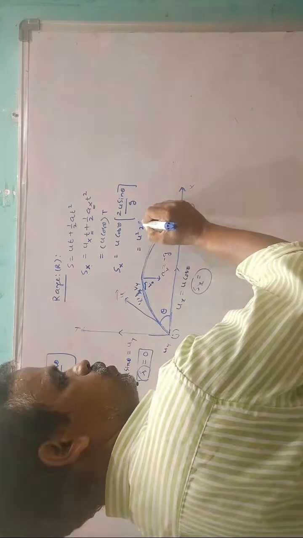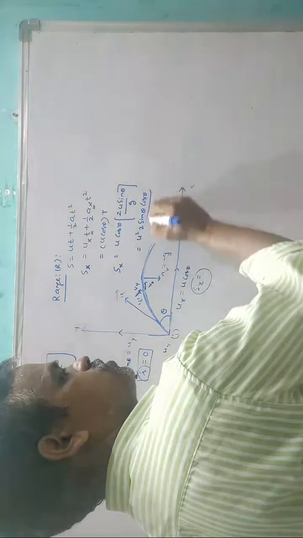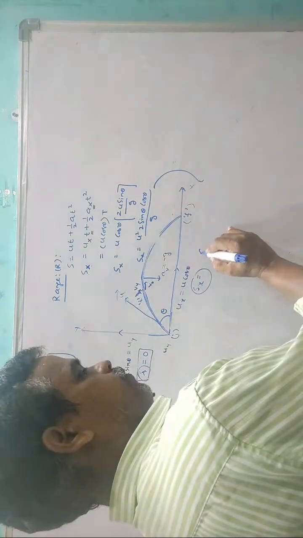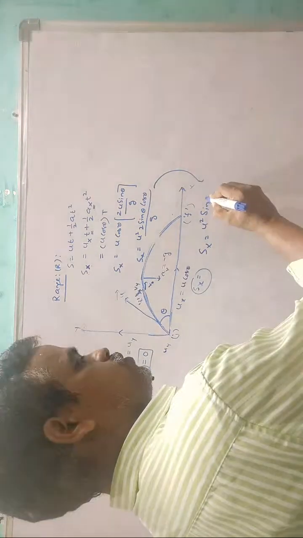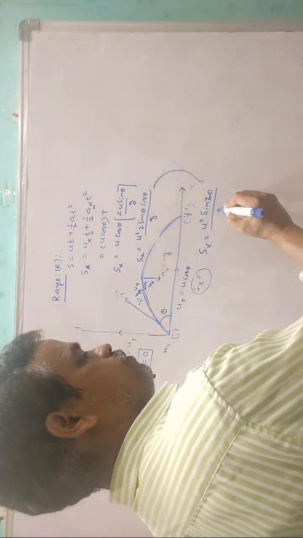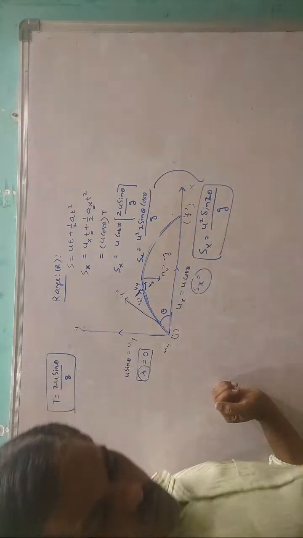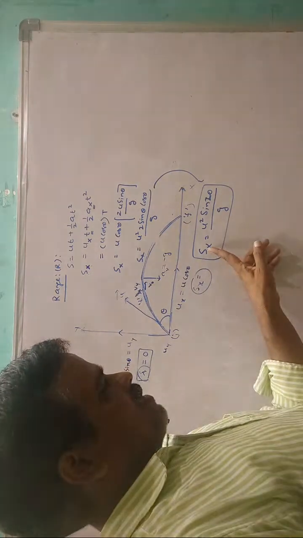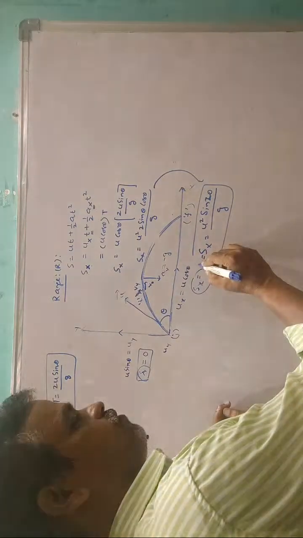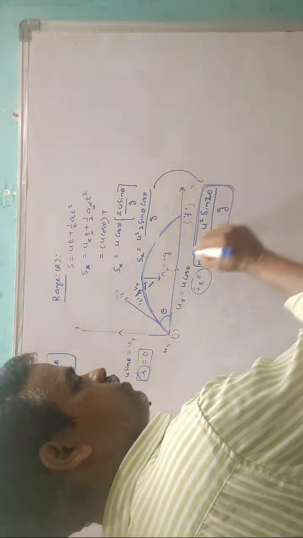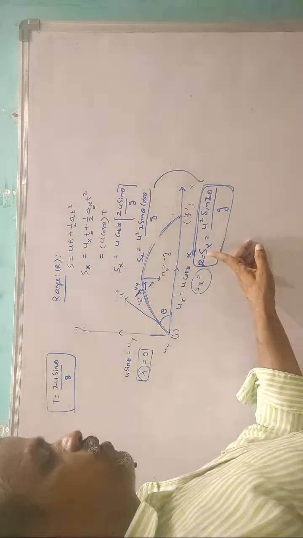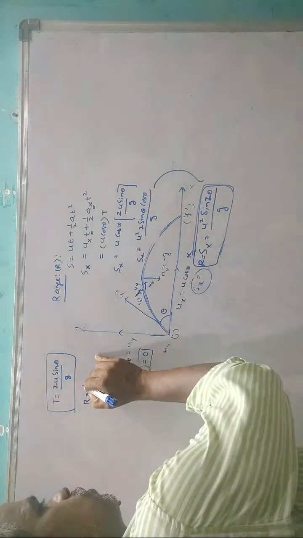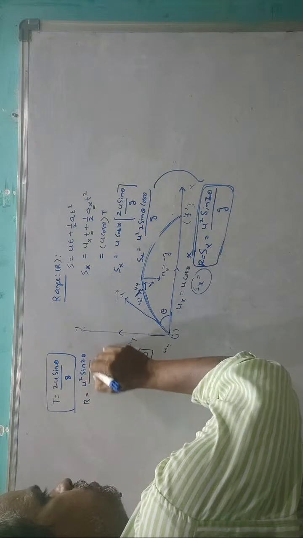u square 2 sin theta cos theta by g. So we can write sx equal to u square sin 2 theta by g. So sx is nothing but the displacement along the x-axis, that is nothing but the range of the ball. So I calculated one more formula here: r equal to sx equal to u square sin 2 theta by g.